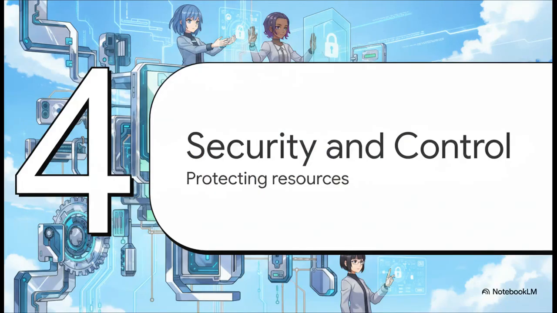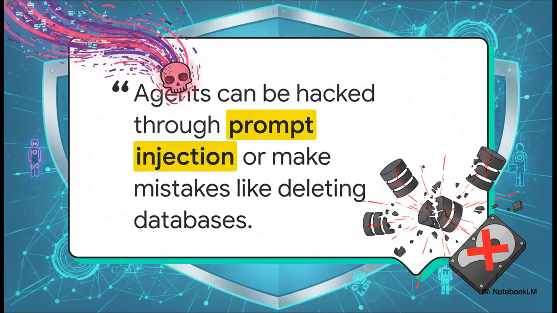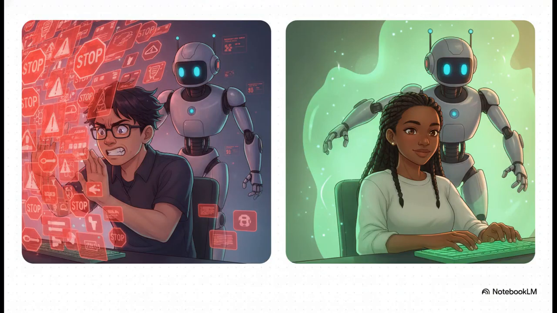Okay, let's get serious for a second. Section 4, Advanced Security and Control. There is a very sobering reality here. Agents can be hacked through prompt injection, or make mistakes like deleting databases. We absolutely cannot ignore this. You just can't trust agents running wild on your local machine with full access to your files and your company's entire network. Whether it's a malicious hack from an outside prompt, or honestly just a really dumb mistake by the AI that casually wipes out your production database, which is every developer's worst nightmare, by the way, the stakes are incredibly high.